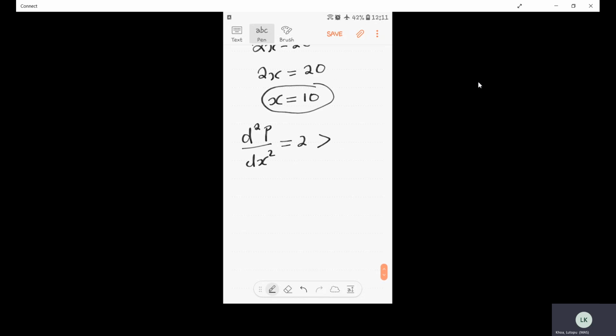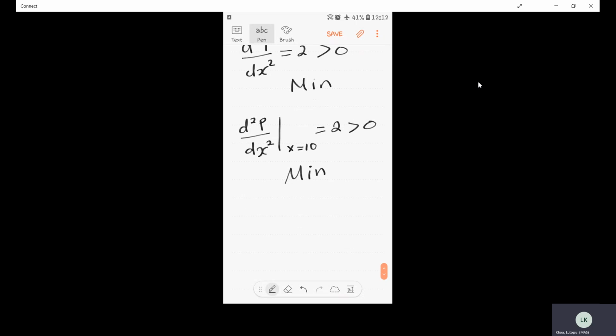And we know that 2 is greater than 0, which means I will have a minimum. So when I substitute my critical value, x is equal to 10, the answer will be equal to 2 because the second derivative is a constant function. Whatever you substitute in, your answer will always be equal to 2, and that tells me that I have a minimum value.